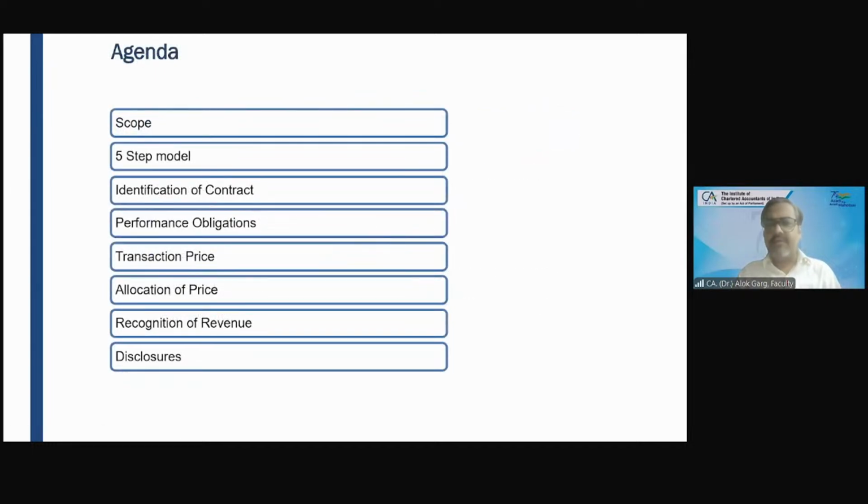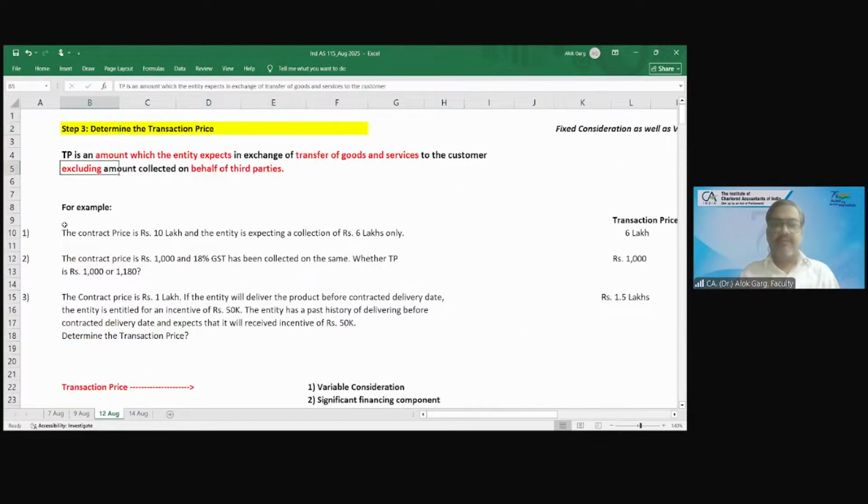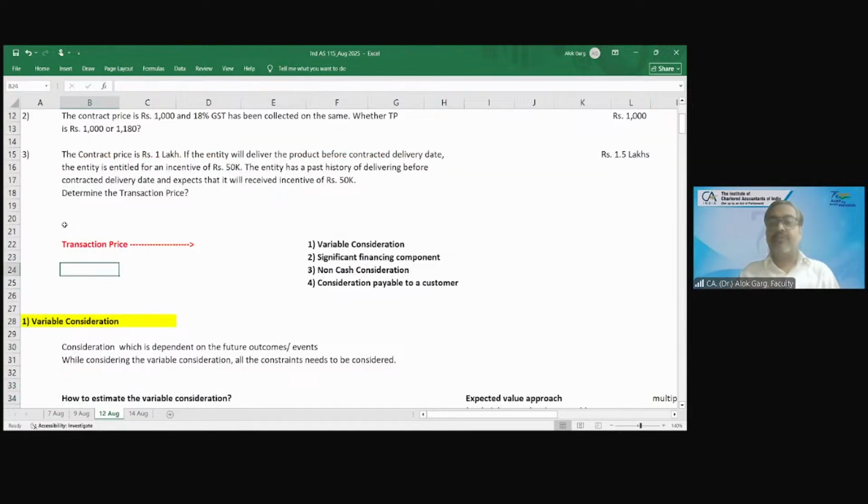So in determination of transaction price in the last class, we have covered three concepts, right? We understood what is meant by transaction price. We have covered how to determine the transaction price in case of a variable consideration, right? And we have also discussed how to determine the transaction price when there is a significant financing component. Then you have to split your normal transaction price from the significant financing component.